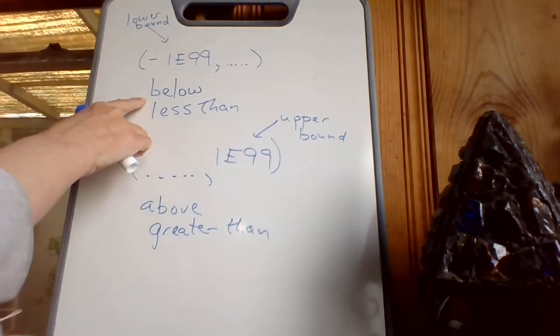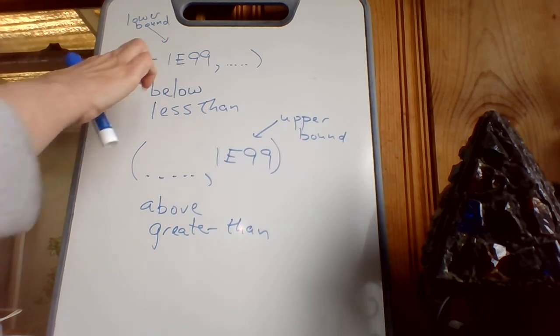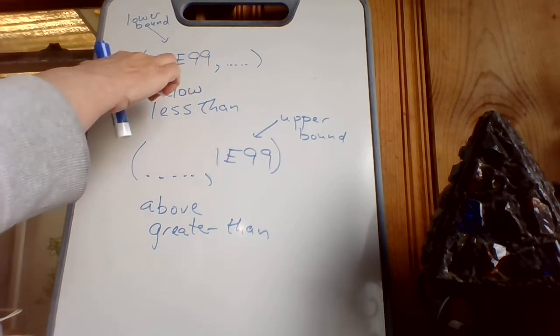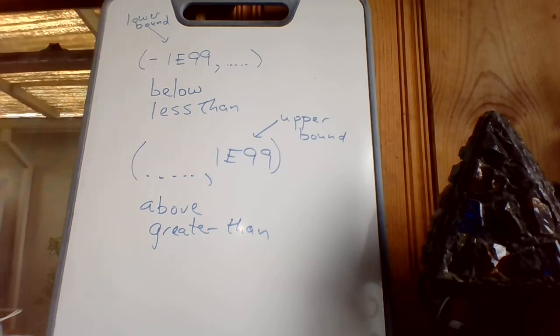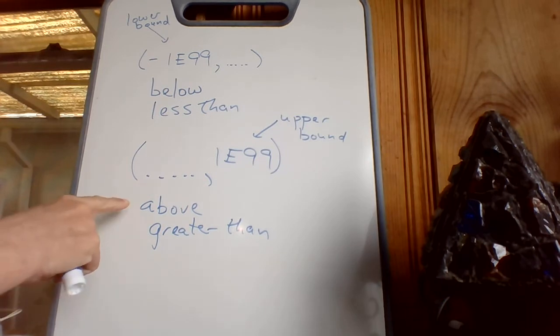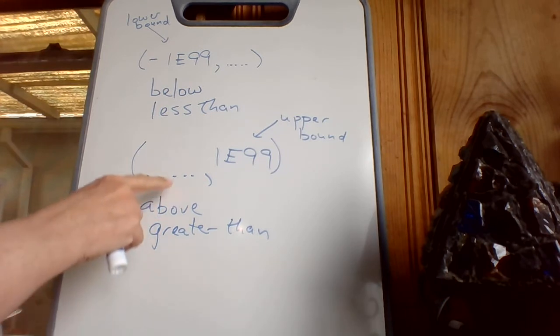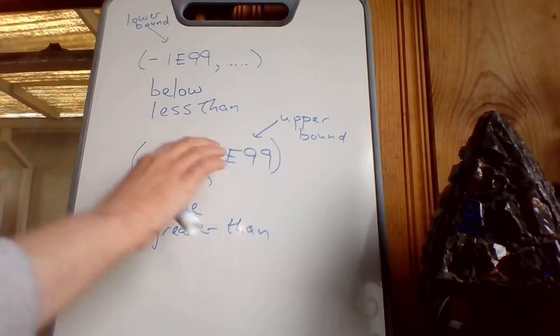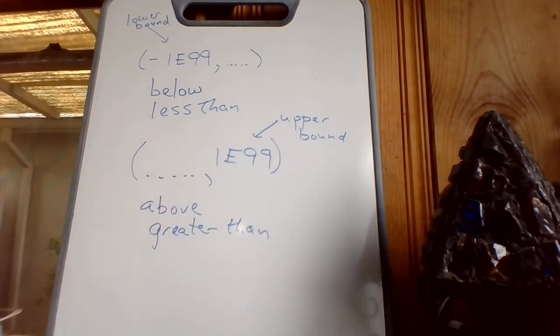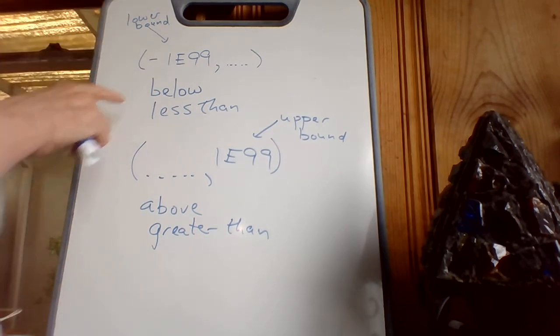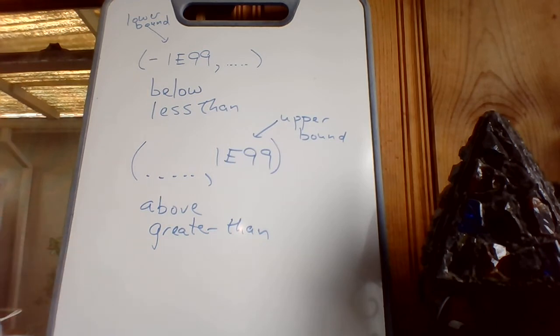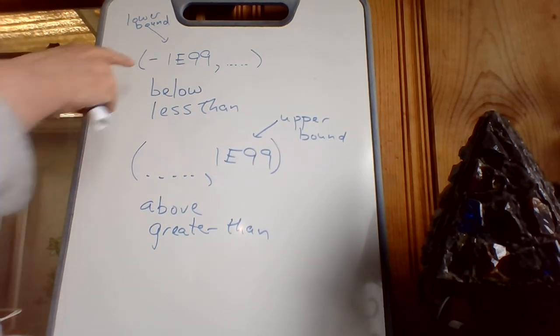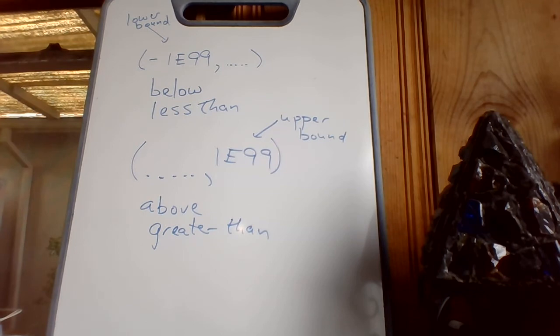So if you see the words below or less than, the format you're going to use is the negative 1E99, and you're going to put that in the lower bound. And you're going to put the other number on the right-hand side of that. If you see words like above or greater than, then you're going to put in whatever number they give you first, and then you're going to put the positive 1E99 as your upper bound. So you just read the word below, less than, above, greater than, and know what format to use. The negative 1E99, if you're going to use it, always ends up in lower bound, and the positive 1E99 always ends up in upper bound.